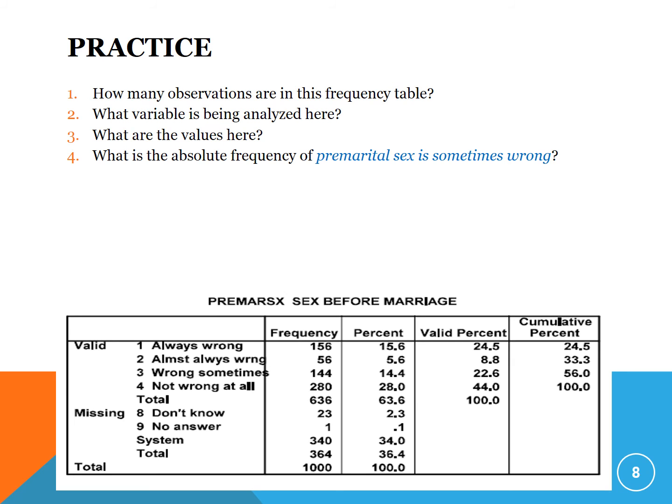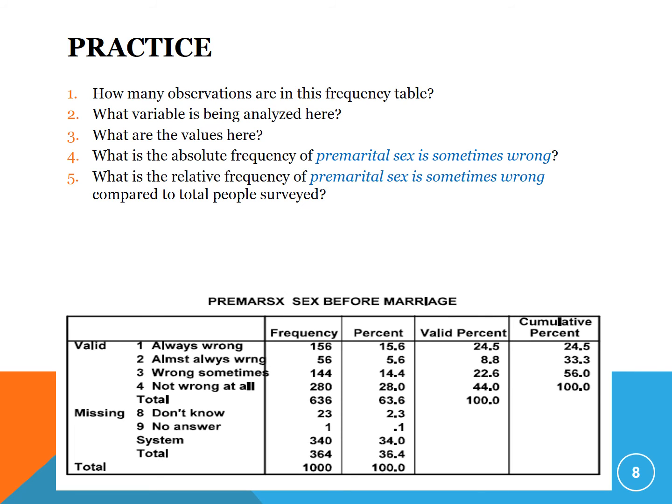What is the absolute frequency of premarital sex is sometimes wrong? I'll give you a second there. Absolute frequency, again, means the number. We're not talking about percentages. We're only talking about the actual number. So premarital sex is sometimes wrong. Where do we see that? Sometimes wrong is number 3. So 144 people said it's sometimes wrong.